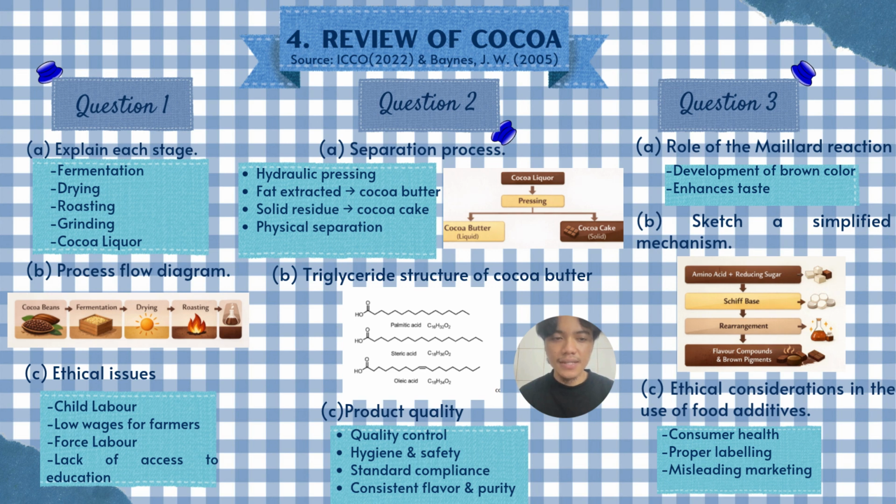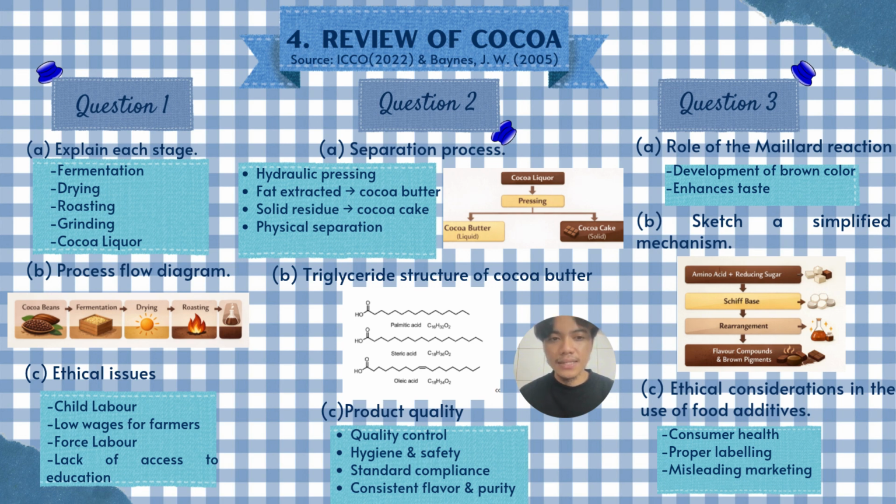After drying, the beans are roasted at a temperature of around 130 to 150 degrees Celsius. Roasting enhances the chocolate aroma, reduces bitterness, and kills remaining microorganisms. It also makes it easier to remove the shell.